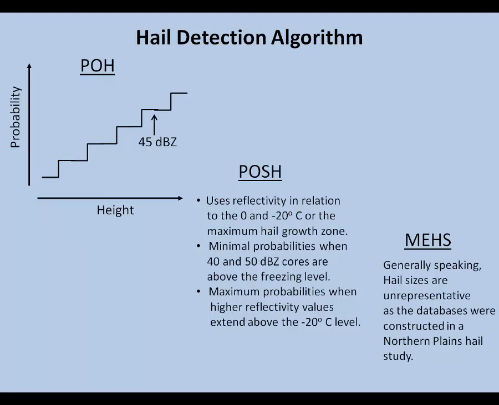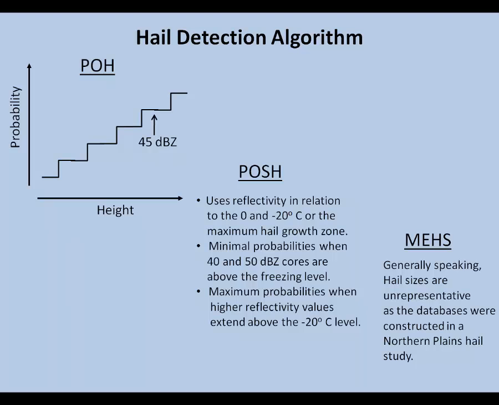POSH, however, is a lot better. It uses the numbers that the RPG has for 0 and -20 degrees Celsius, or what some folks consider the maximum hail growth zone. It calculates a minimal probability when the 40 and 50 dBZ cores are above the freezing level. However, it turns into a maximum probability once they get above the -20. So unlike VIL of the day, instead of using pressure levels, it actually uses heights that are inputted by the user. So you have some environmental parameters that are put into the POSH.